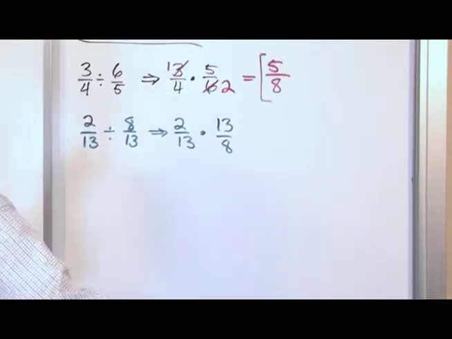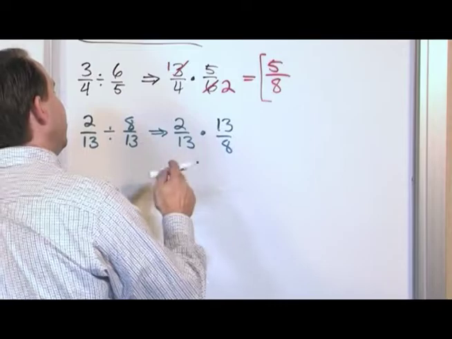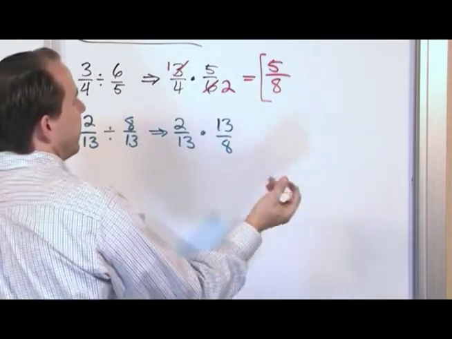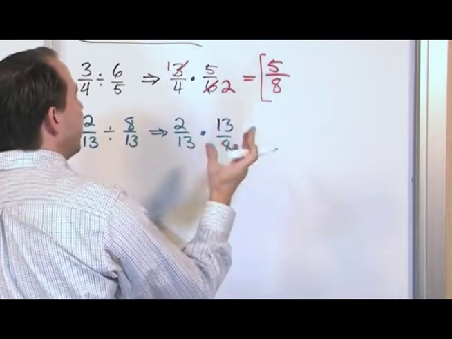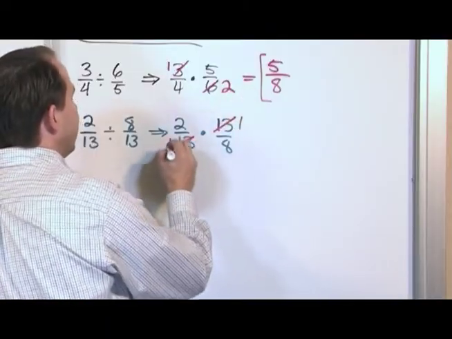13/8. And then I should immediately start looking to see if I can pre-simplify. I see a 13 and a 13. I know I can cancel them. Another way to think about it is I can divide top and bottom by 13. 13 divided by 13 gives me 1. 13 divided by 13 gives me 1.